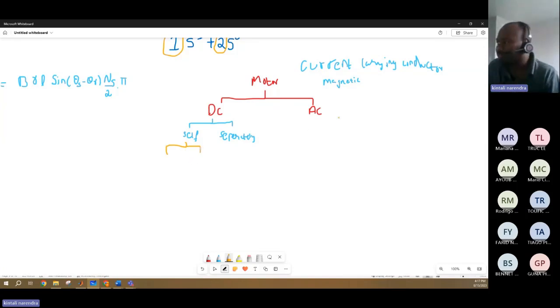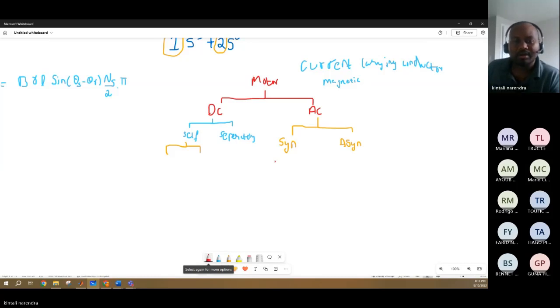Now coming to AC motors, basically AC motors are of two types. What are they, guys? You already know. Can someone say? Synchronous and asynchronous. Yes, synchronous and asynchronous. As the name indicates, synchronous means they are in sync. Asynchronous means they are not in sync. What are in sync? The two things which are in sync are the rotating magnetic field and the conductor which is rotating, or the shaft, or the rotor which is rotating.